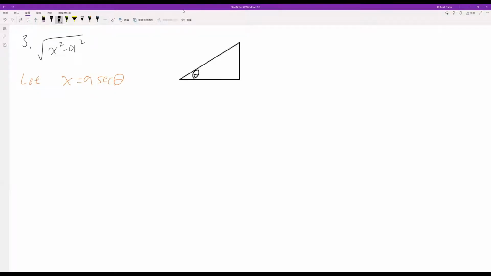So theta here, x here, a here, and square root of x squared minus a squared. Okay. All right. So secant would be hypotenuse over adjacent. All right, and then we can keep going with the calculation.